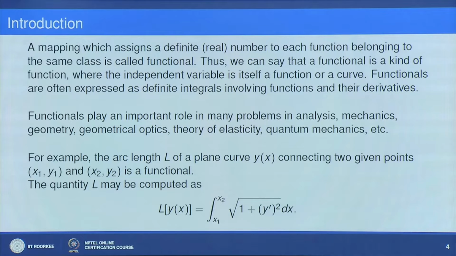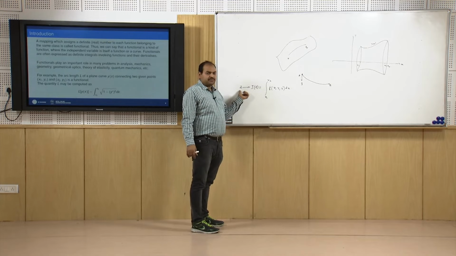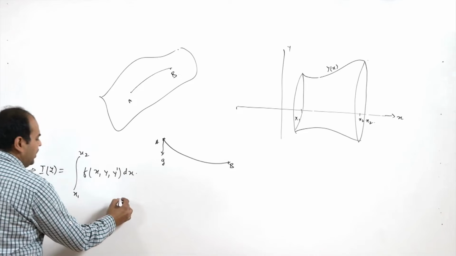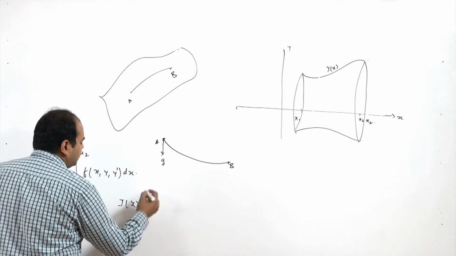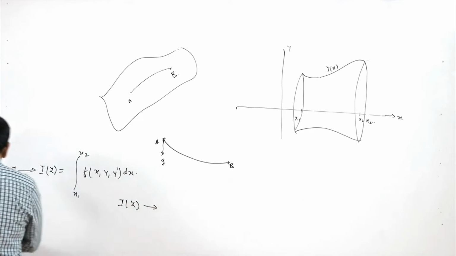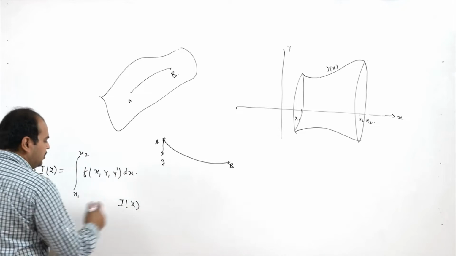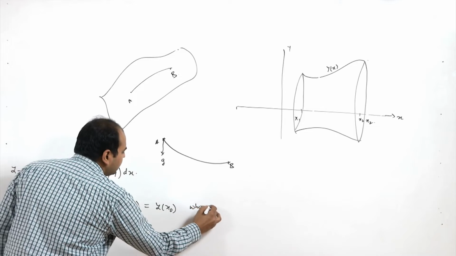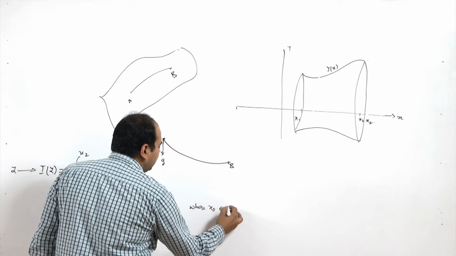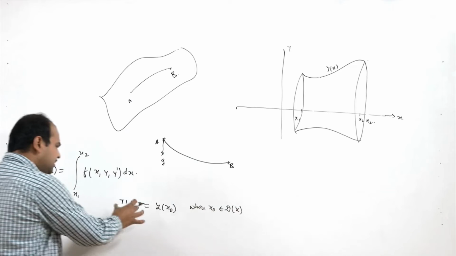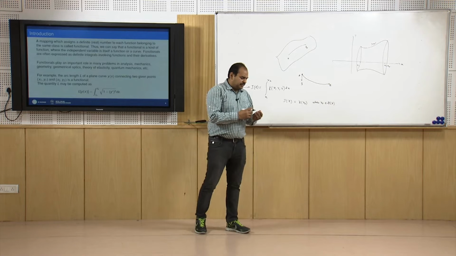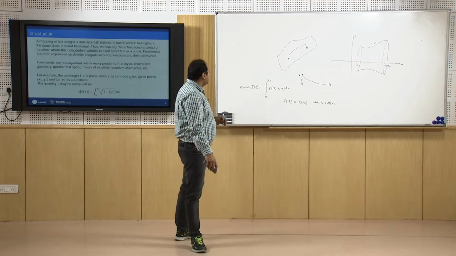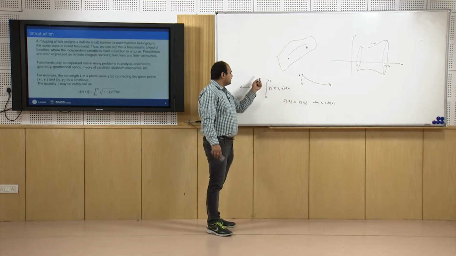So in general you can define any correspondence from a function y to the value I of y. For example, you may define it simply as y of x naught, where x naught is some point in the domain of y. This also represents a functional, but in calculus of variations we try to consider the functionals which can be written in these kinds of forms.